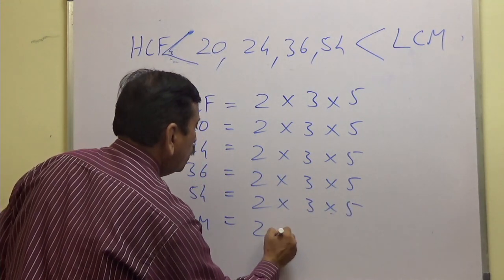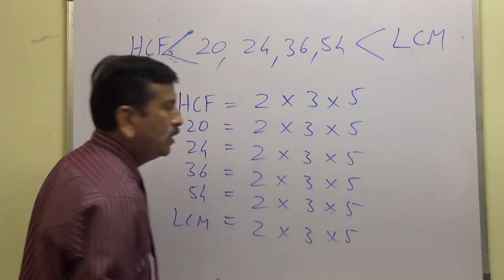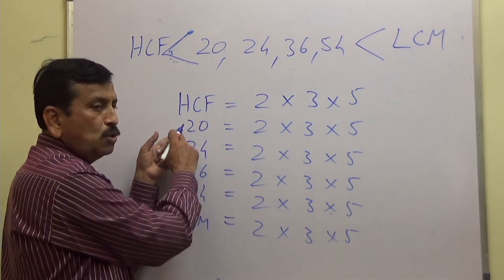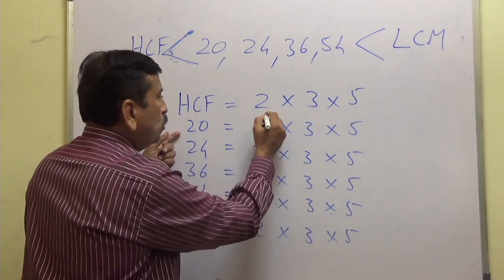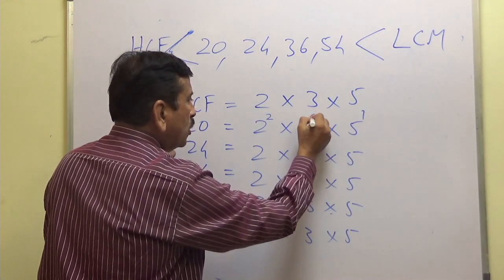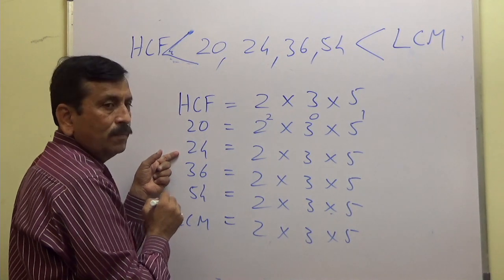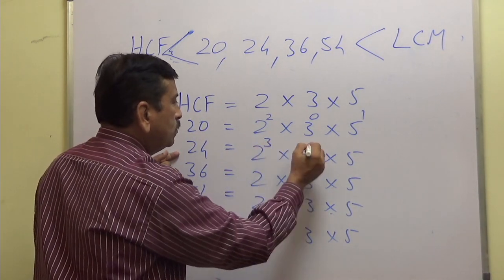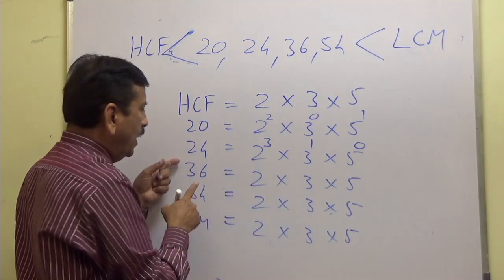Okay, last: 2 into 3 into 5. All factors common. Now I'll look for the 20. In 20 it is 2 into 2 into 5. So 2 squared into 5 raised to 1, so 3 raised to 0. 24 is 2 into 2 into 2, that is 8 into 3. So this we already seen in the last one.